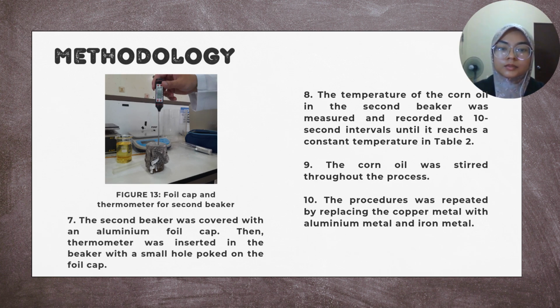After that, the temperature of the corn oil in the second beaker was measured and recorded at 10-second intervals until it reaches a constant temperature, and all the data was recorded in table 2. The corn oil was stirred throughout the process to ensure the accuracy of the temperature reading, and then the procedure was repeated by replacing the copper metal with different metals, which are aluminium metal and also iron metal.